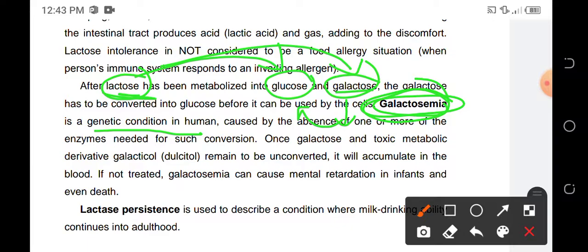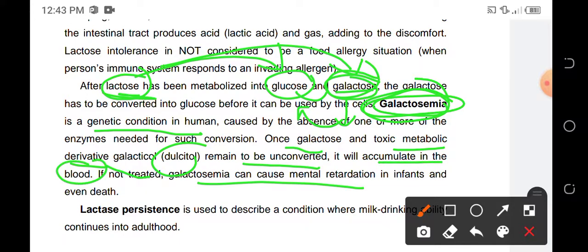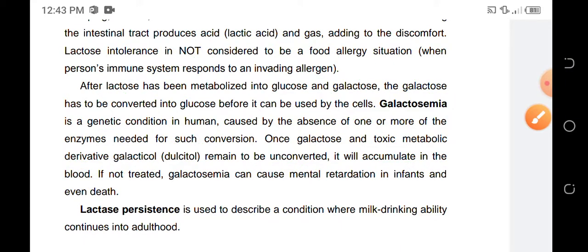Okay? And this galactosemia could cause mental retardation in infants and death. Okay? Why do we need to convert galactose into glucose? Because once galactose and other metabolic derivatives such as galactitol and dulcitol, okay, if they remain unconverted, they will accumulate in the blood. Okay? So, that is the cause of the mental retardation among infants and even deaths.